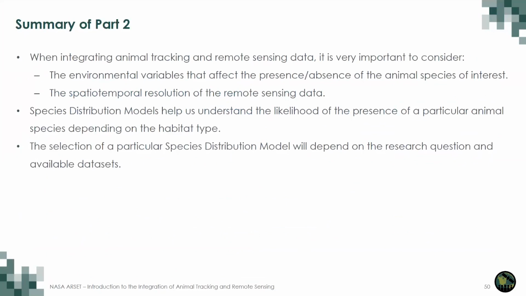Here's a summary of part 2. When integrating animal tracking and remote sensing data, it's very important to consider several factors. One of them is the environmental variables that affect the presence or absence of the animal species of interest. And the other one is the spatio-temporal resolution of the remote sensing data that you're planning to use. Species distribution models also help us understand the likelihood of the presence of a particular animal species depending on the habitat type, and the selection of a particular species distribution model will depend on the research question and the available data sets.